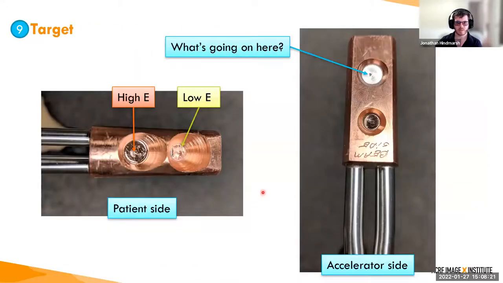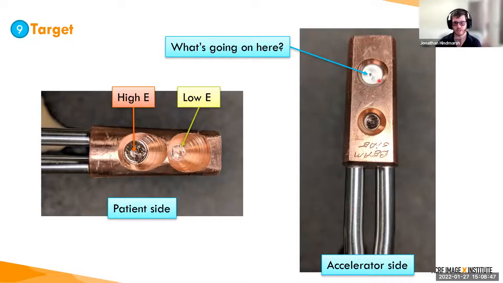So this is a close-up of a target. This is an actual target taken from a Varian linac, and pictures of it. We have two different targets, a high energy and a low energy. So this was an 18 MV and a 6 MV target. The 6 MV is a lot thinner than the 18. These pipes are for active water cooling.